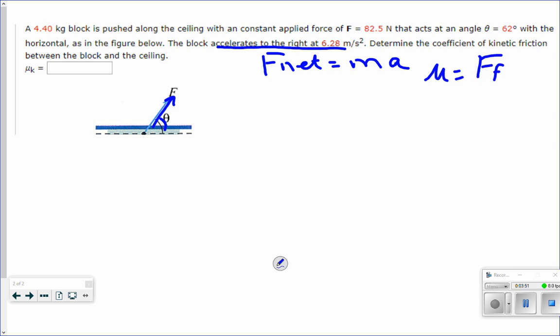And ultimately, we need these two values in order to find our coefficient of kinetic friction, right? So let's consider the free body diagram that we're dealing with. So we've got F going up at this angle, right? And if it's at an angle, then we know we're going to have components. So let's consider we have a piece going this way and a piece going this way, right? So let's call this the X piece and this the Y piece, because that makes life a little bit easier.